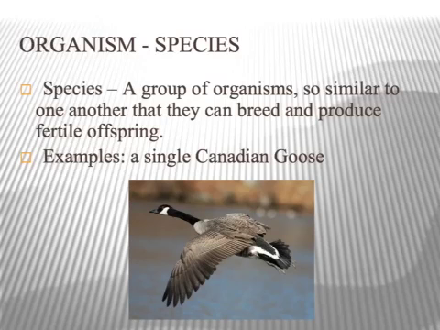Alright, so starting at our lowest level, the organism. It can also be called a species. And a species is a group of organisms so similar to one another that they can breed and produce fertile offspring. So that is the key behind this. Breed and produce fertile offspring, meaning the offspring themselves can go and breed. Example, a species, Canadian goose, that type of thing. So again, they breed and produce fertile offspring.